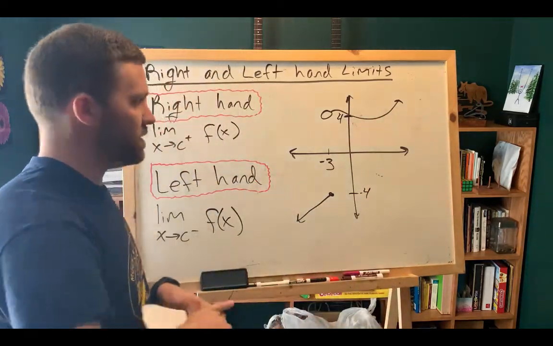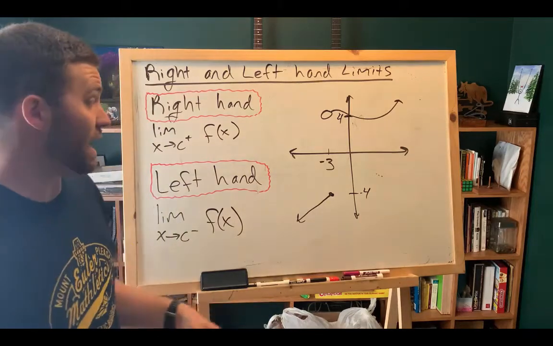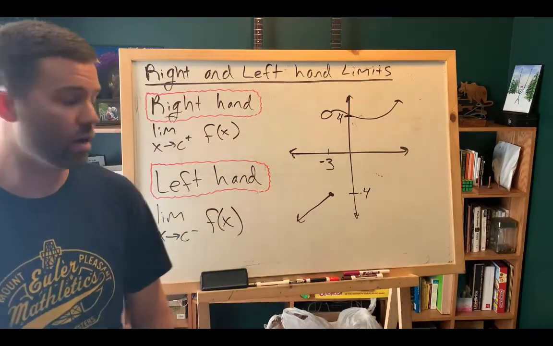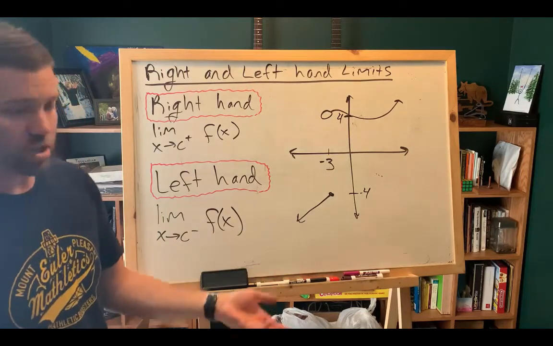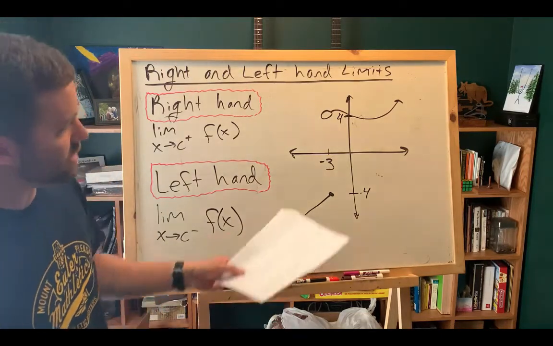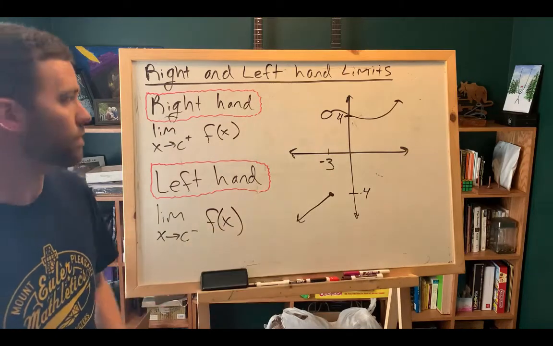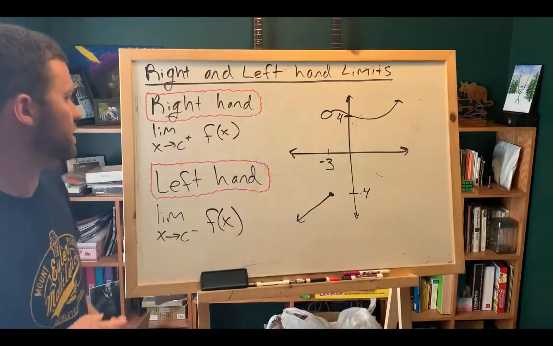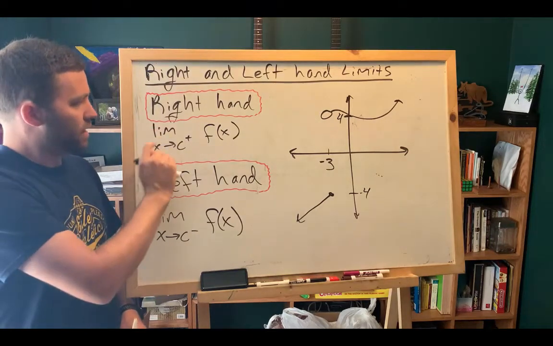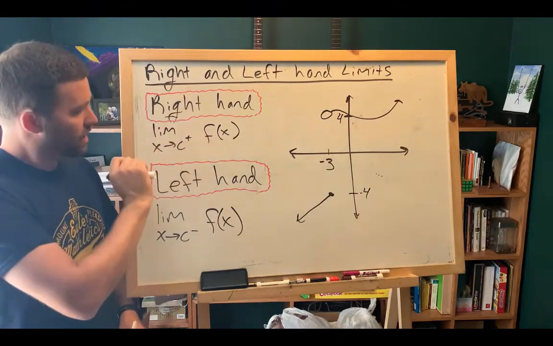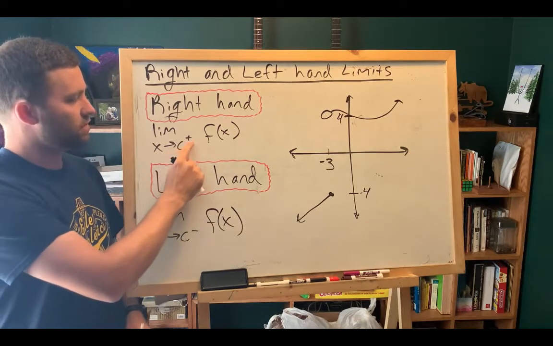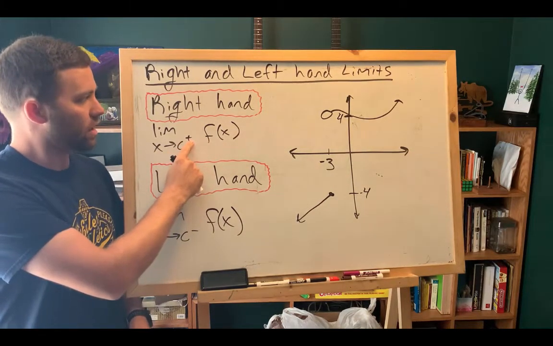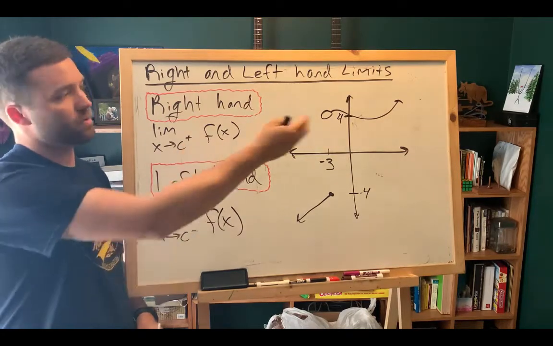And so we have this piecewise defined function, and we see that at -3, the function's clearly not defined. There's a jump discontinuity there. But it might be interesting to know what's going on near -3 from each side. So here are the definitions of right-hand and left-hand limits. We'll start with right-hand. This is read as the limit of f of x as x approaches c from the positive side. There's a little plus symbol right next to the c. It's the positive side, so we say it's from the right-hand side.